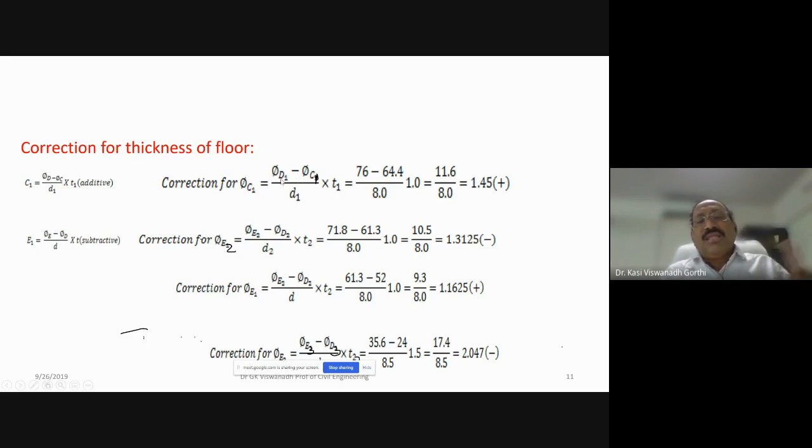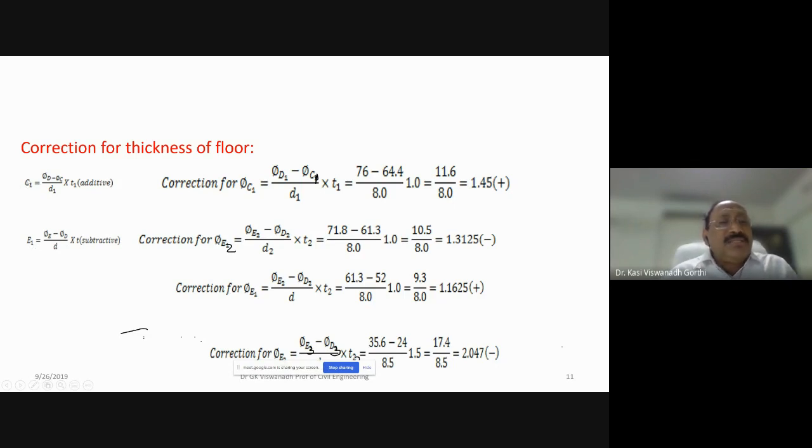We already computed the values of φD1 and φC1 as 76 and 64.4 in terms of percentages. Divided by 8 into 1.0 gives you 1.45 to be added. So the correction for the thickness on φC1: φC1 will be equal to the original pressure, which was calculated by assuming the horizontal flow, plus 1.45.